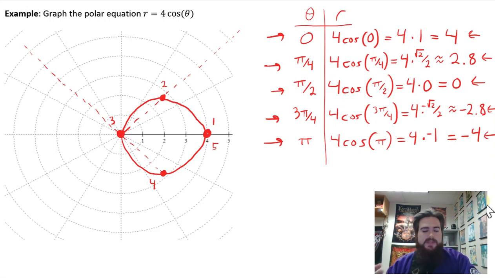This equation, r equals 4 cosine of theta, is technically the equation for a circle centered on the Cartesian plane, point x is 2, y is 0.